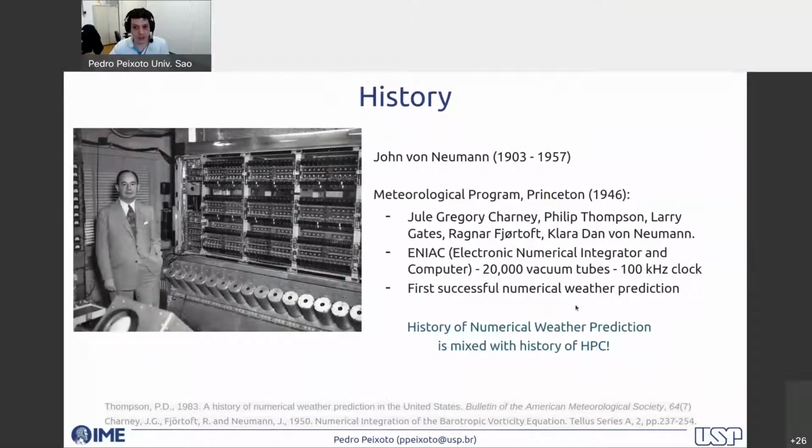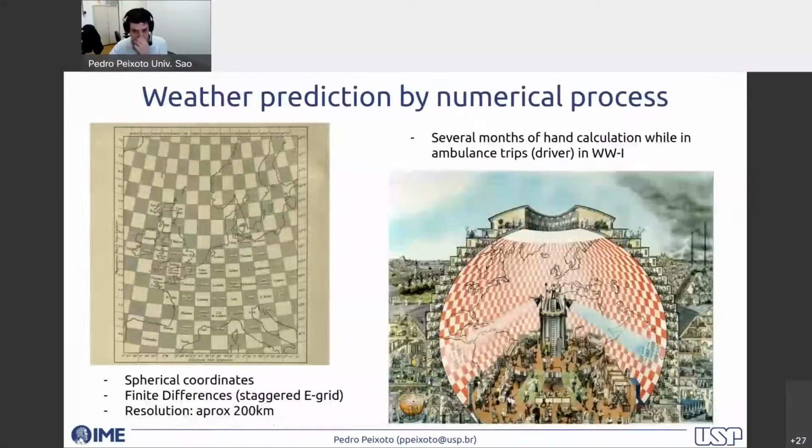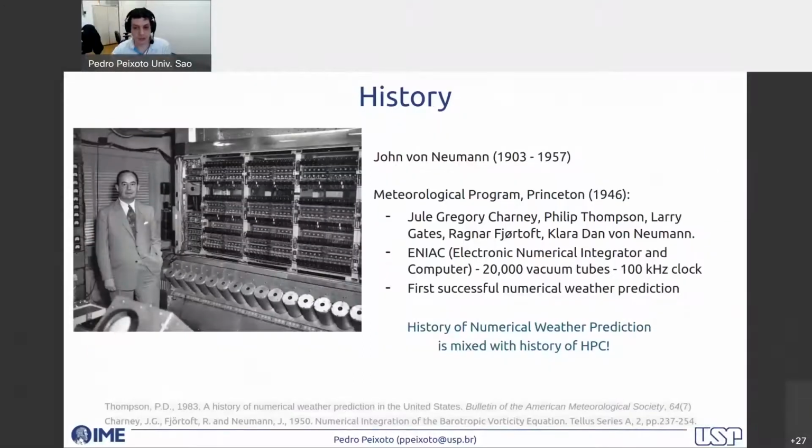Okay, so a comment is that this forecast that he made did not work, right? The actual forecast that he predicted was incredibly wrong. And the reason is that he didn't take into account several things related to the multiscale nature of the atmosphere, right? So this was solved only after 30 years or so.